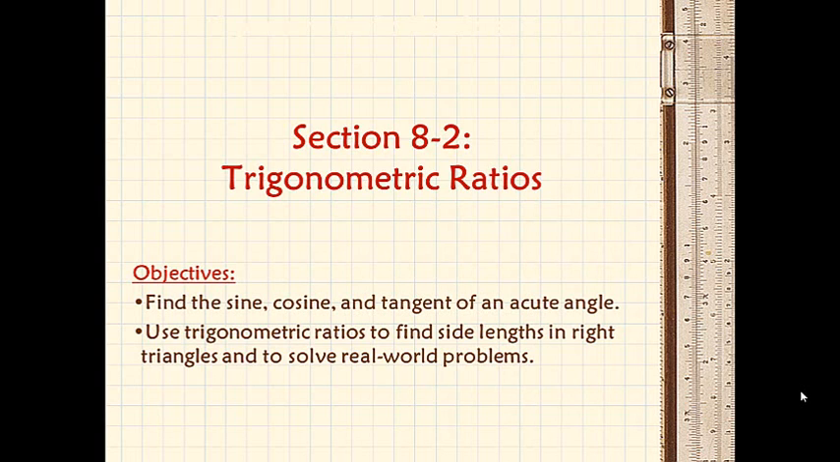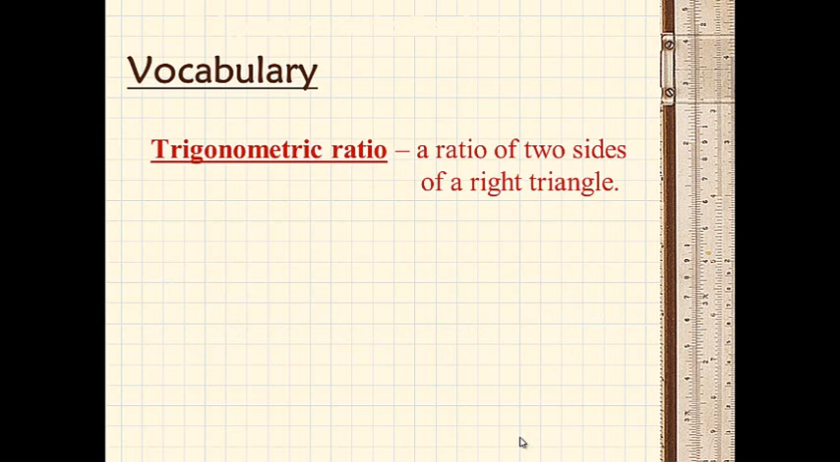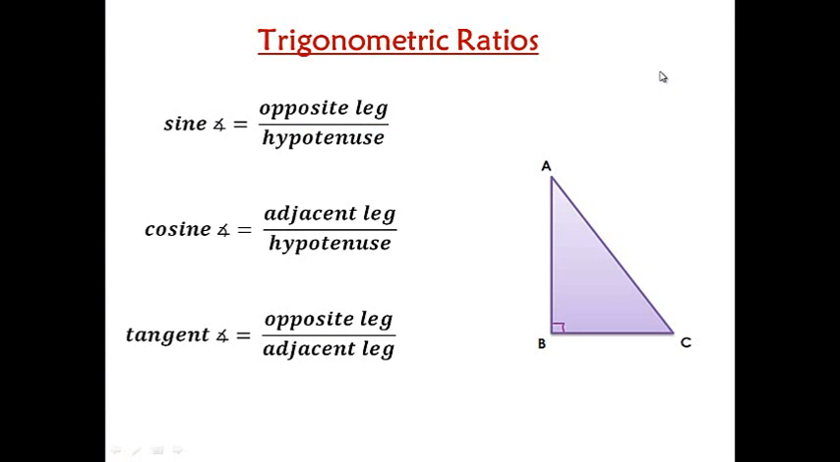Section 8.2, Trigonometric Ratios. The objectives of this lesson are to find the sine, cosine, and tangent of an acute angle, and to use trig ratios to find side lengths in right triangles and to solve real-world problems. The first term we're going to talk about is trigonometric ratio. It is the ratio of two sides of a right triangle. The three ratios we're going to talk about are the sine, cosine, and tangent.